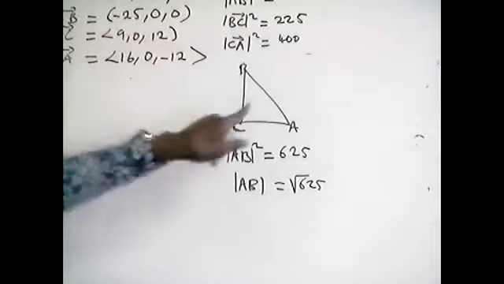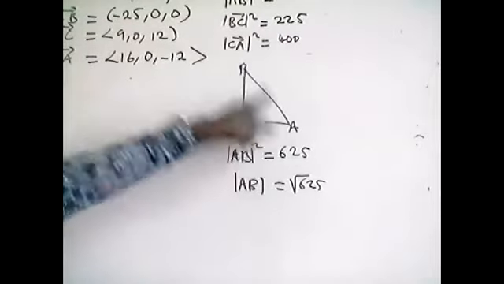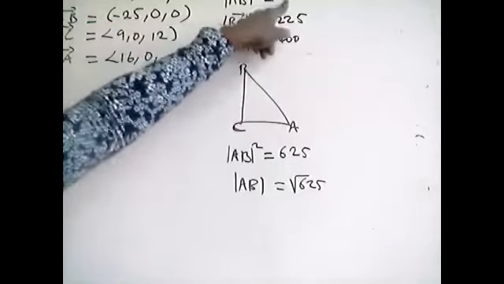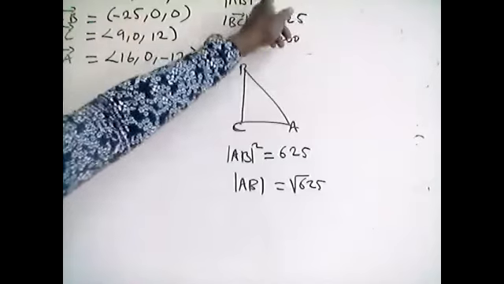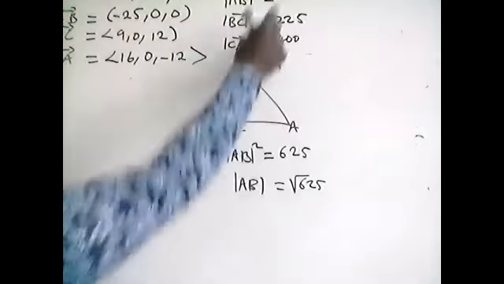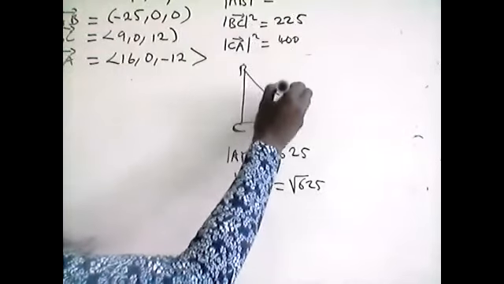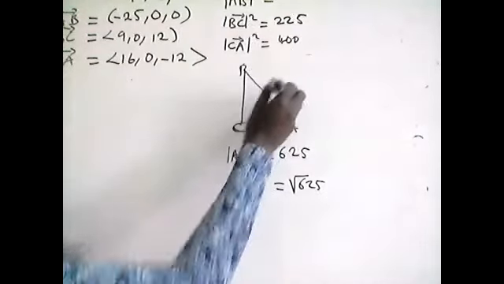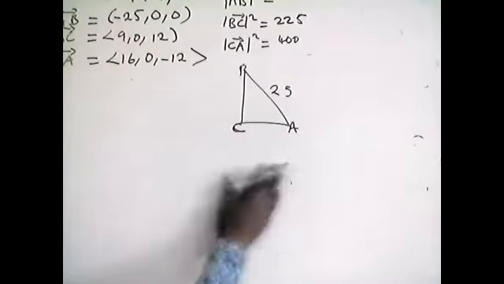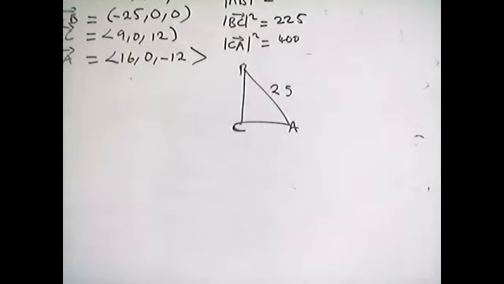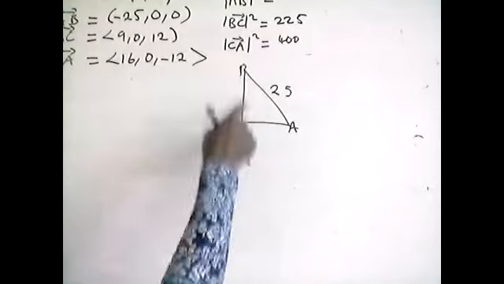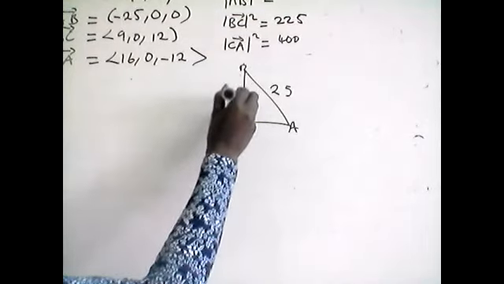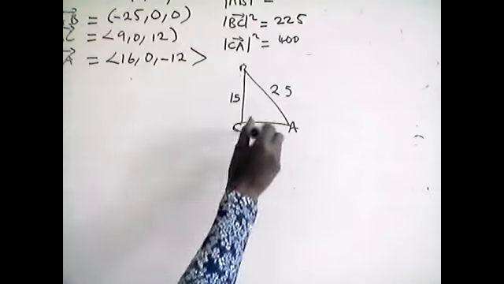So to find the distance between A and B, you just square root that answer there. You square root on both sides to get rid of the square. The square root of 625 is 25. Then we move to 225. What is the square root of 225? We have 15. So BC is 15, and then CA is 20.